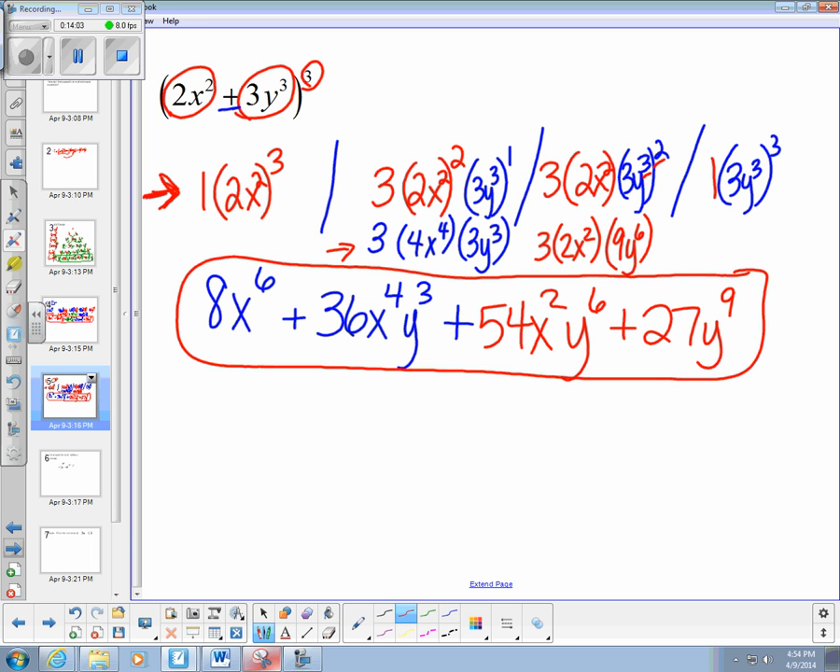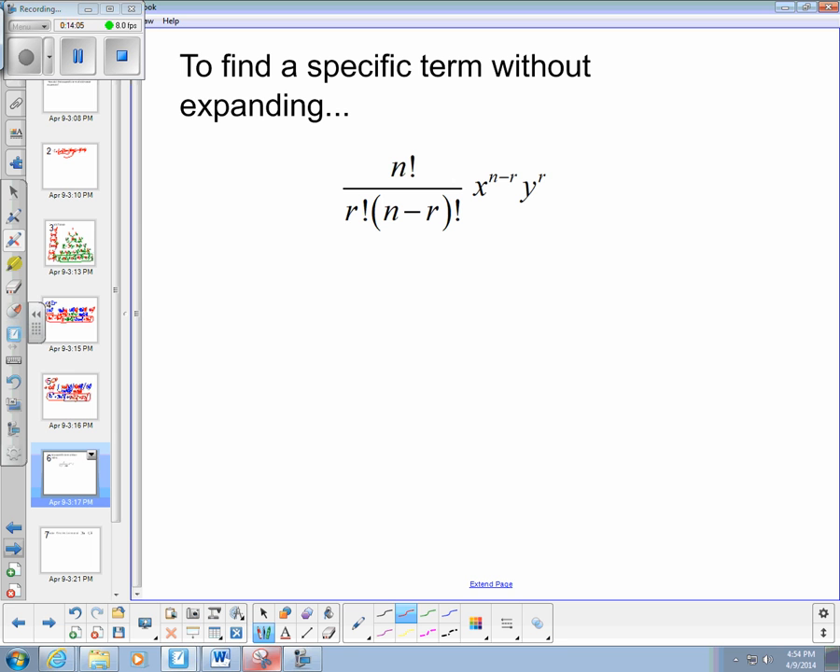Okay, now quickly let's talk about how do you find just one specific term without having to expand the whole binomial. So if I just want the 5th term, or if I just want the 2nd term, without having to multiply the whole thing out, how do I get one term? And this is the formula, so if you will underline, highlight, put a box around. Okay, let's talk about what these variables mean.